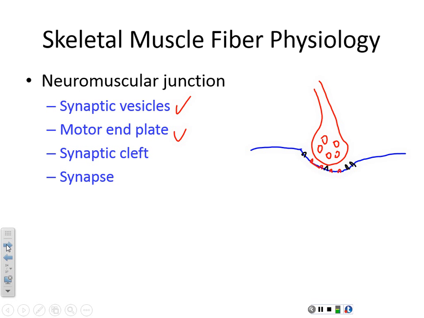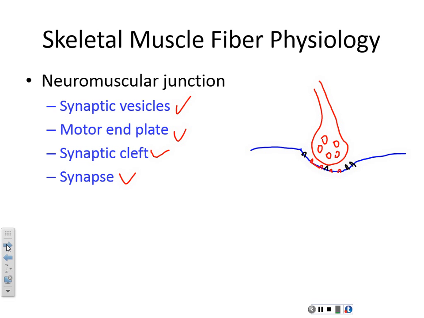And then the cleft we said is, what is the cleft? The physical gap between the two, because they don't touch. They're not physically connected. So what is the connection between the two? It's functional. Because the nerve can affect what happens here by sending a messenger called acetylcholine. That functional connection is what we call the synapse. Okay? So know those terms. Be able to describe those.